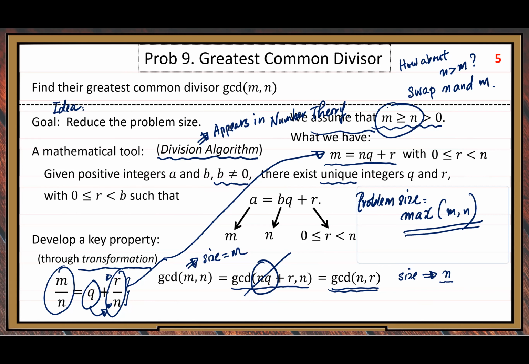All right, so this is the key property. What is the key property? This is the key property: the problem size reduction formula. Now we apply this key property, we can solve this GCD problem.